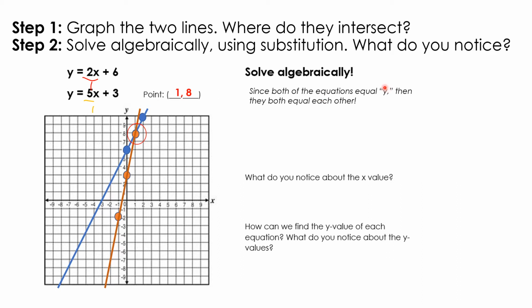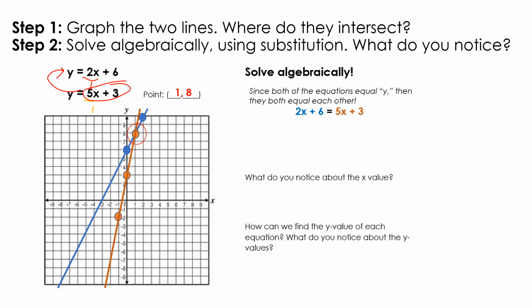Since they are both equal to y, that means that the right side of the equations must be equal to each other, right? So this is a method called substitution. And that means that I'm going to take out the y, right? I know that both of these equations are equal to y, and I'm going to replace the y in the first equation with all this stuff from the equation down here, okay?